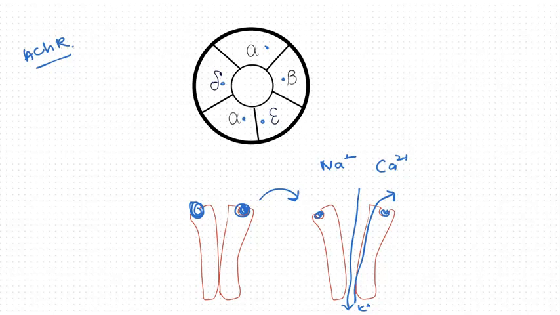The acetylcholine receptors found in the neuromuscular junction are nicotinic acetylcholine receptors. Now I want to bring your attention to this epsilon protein subunit here. This is the normal protein subunit found in the neuromuscular junction.